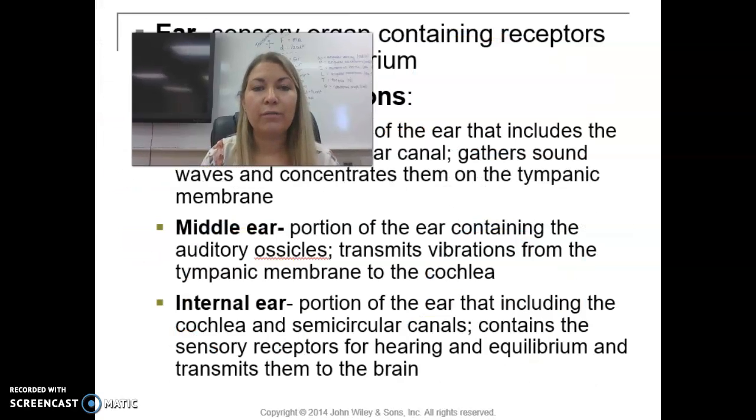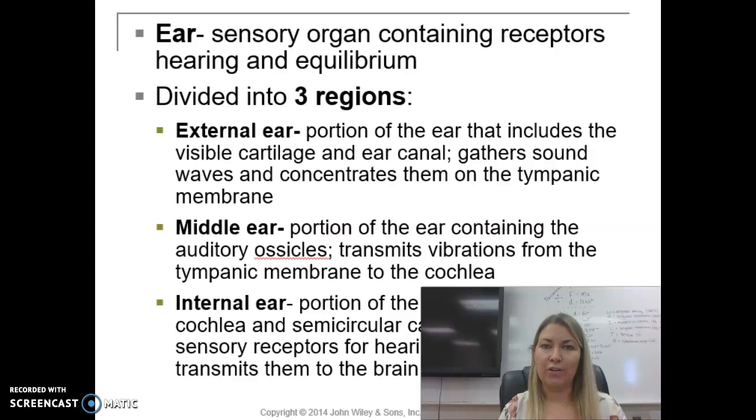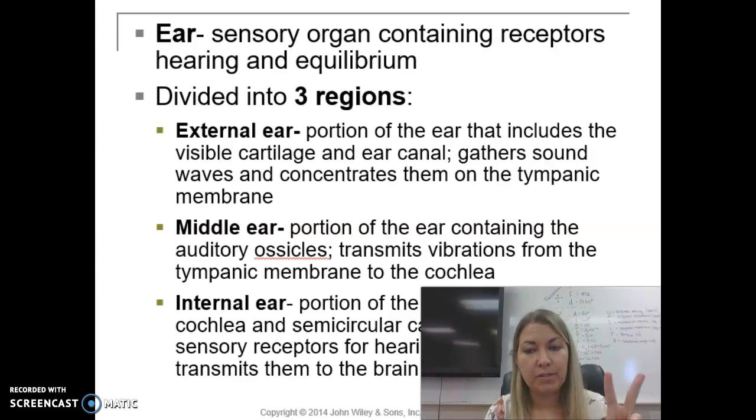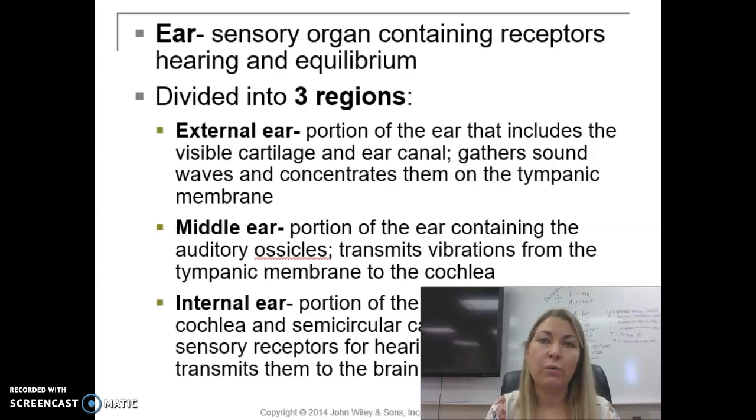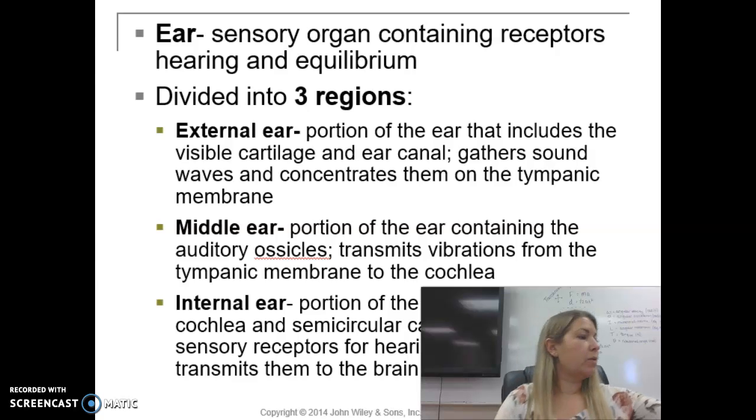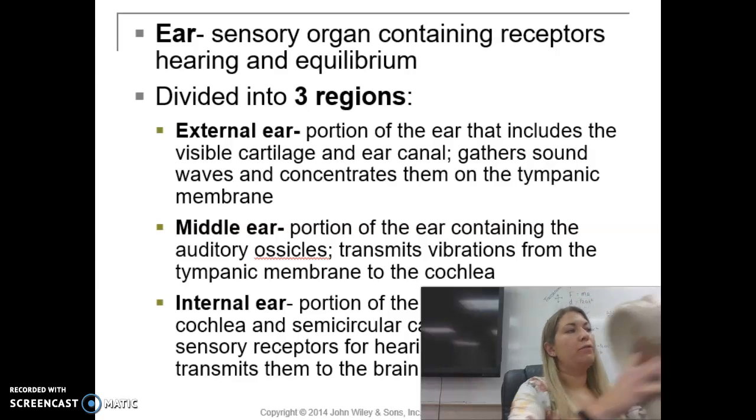And that brings us to our final sensory structure, which is the ear. The ear is a really special structure because it actually has two sensations that it is responsible for. It will be, of course, your sense of hearing, but it also is responsible for your sense of equilibrium, which is just a fancy way of saying balance.